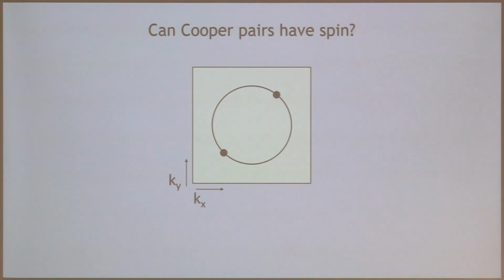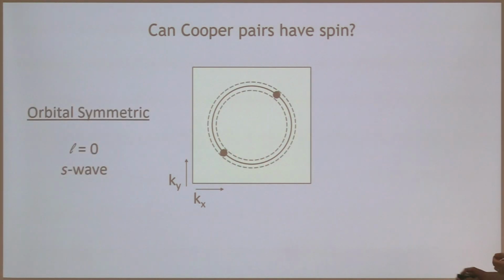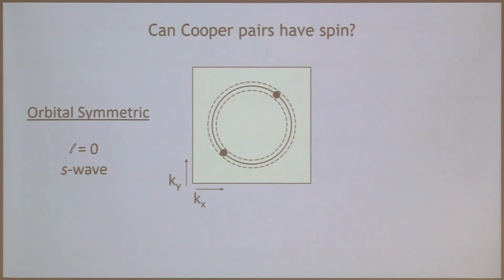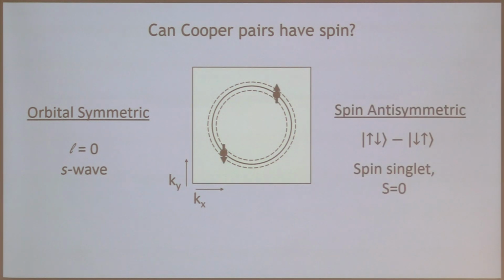Part of the question is, at a cartoon level, can Cooper pairs have a spin? What I mean by that is, if you think about an S-wave superconductor, you have orbitally symmetric pairing. So this is completely L equals 0. This is invariant under any kind of rotation. And so to have an odd fermionic wave function, you need a spin antisymmetric state. So you need spin singlet.